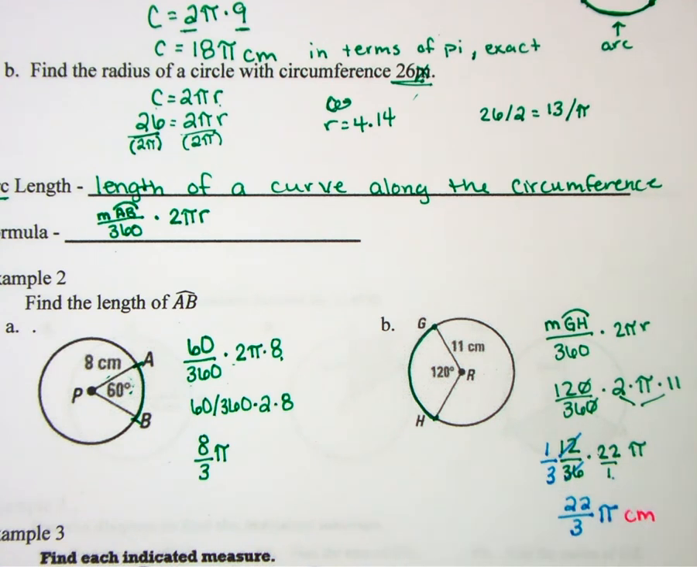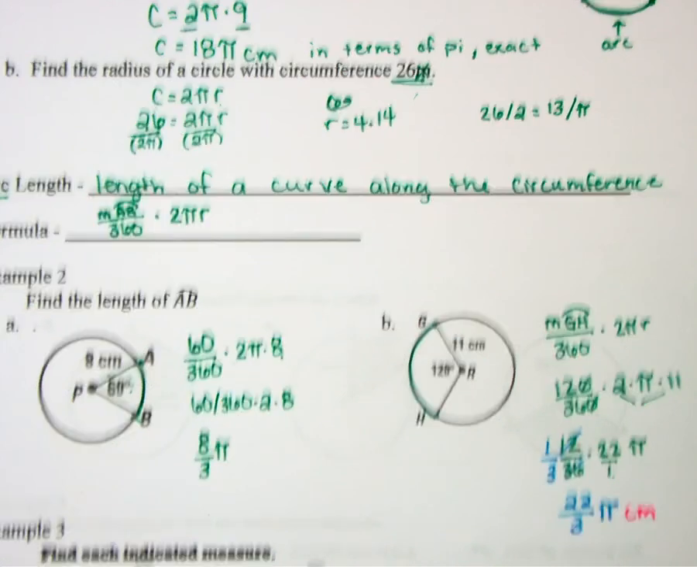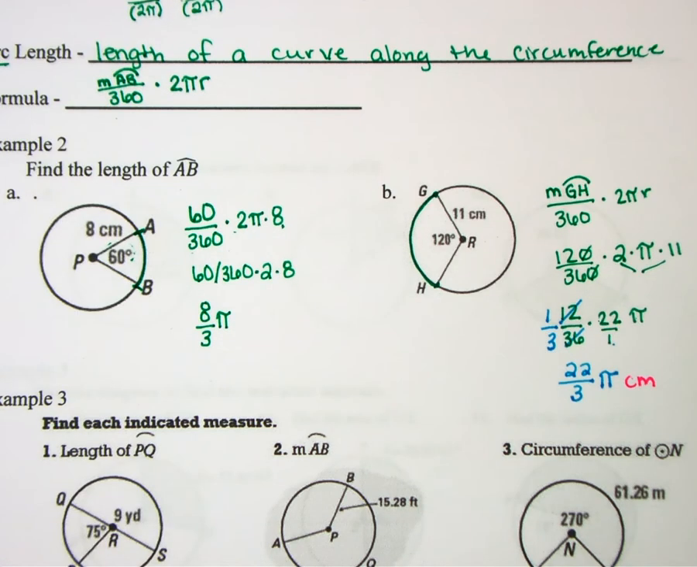Okay, last example. So this particular type here is going to ask you, some of them are going to ask you for the length, some of them are going to ask you for the degree measure, and some of them are going to ask you for the circumference or the radius or something like that. So this one is straightforward, it's asking you for the length. So that's just what we did here and here. So if you're trying to find the length, that's what we just did.